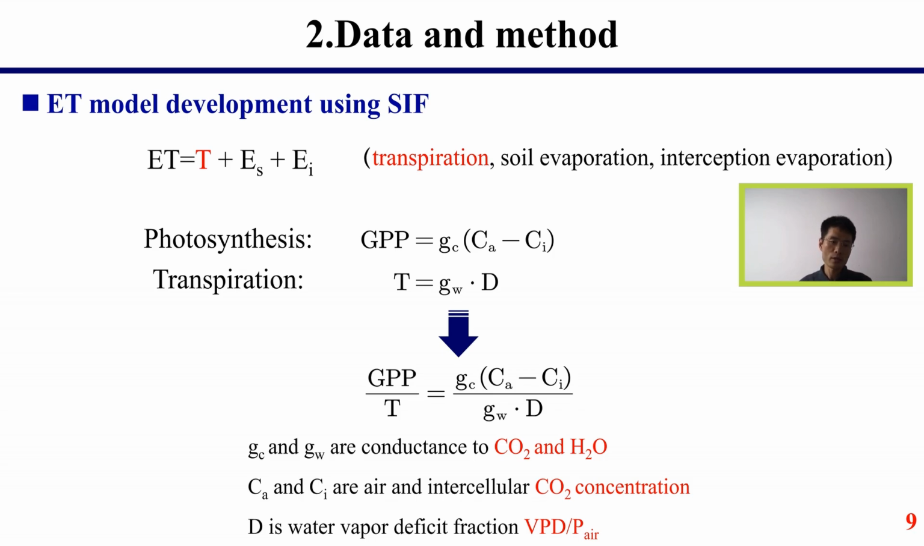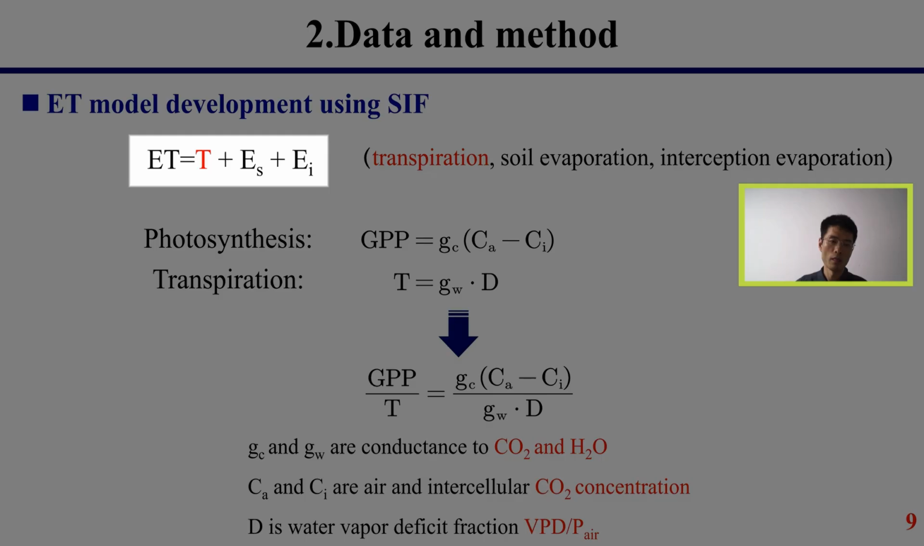Evapotranspiration is basically the water returned from the Earth's surface to the atmosphere. In terrestrial ecosystems, we use a three-source model. We partition evapotranspiration into three different components. The first component is the transpiration. The second one is the soil evaporation. The third one is the interception evaporation.